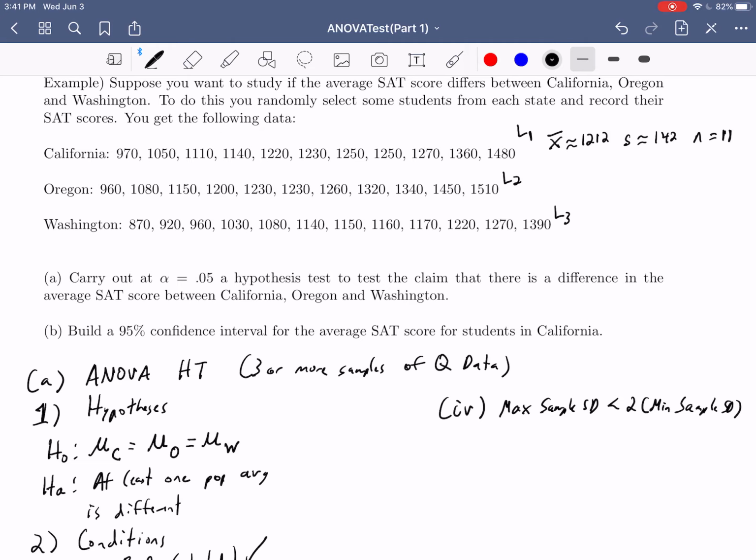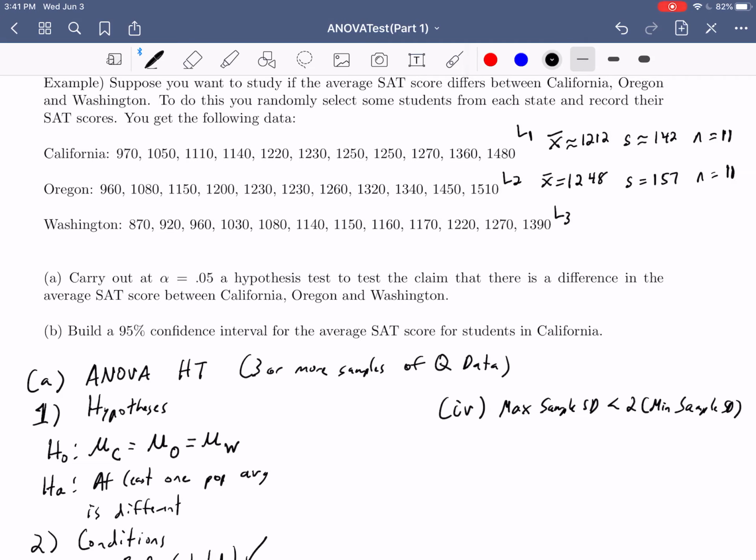Now do your 1-Var Stats on L2 as well, and record that. So for Oregon, the average was 1248. The standard deviation was 157, and the N was 11.